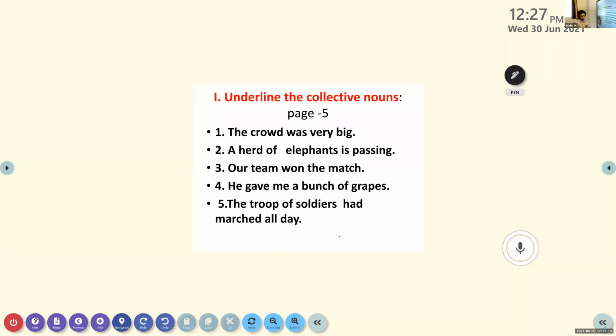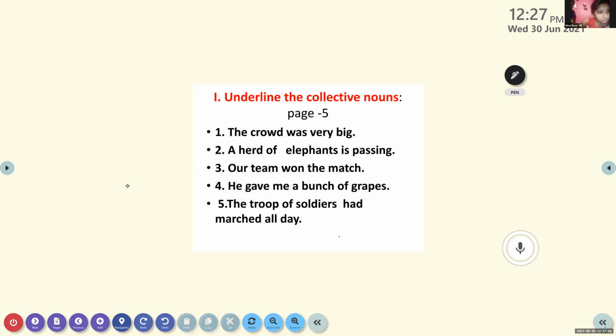Now, all of you, please do take your workbook. That is page 5. In this exercise, we have to identify the collective noun. Are you all ready? Please, all of you take your workbook. Yes. Now, Nivya, come on, read the first question. The crowd was very big. Okay. Now identify the collective noun in that sentence.